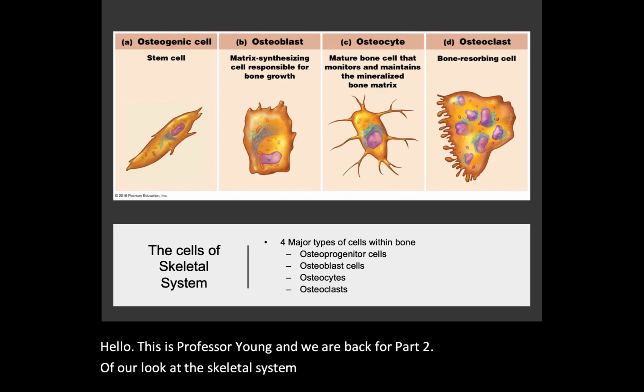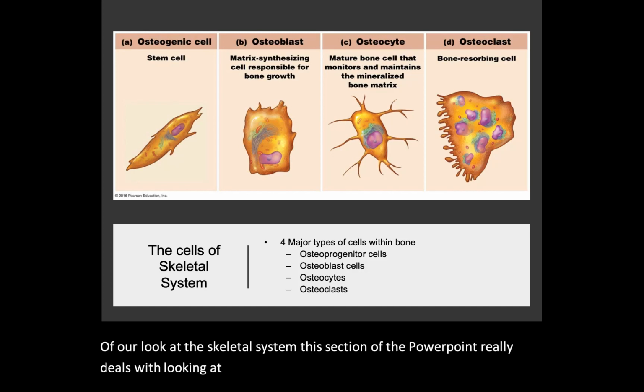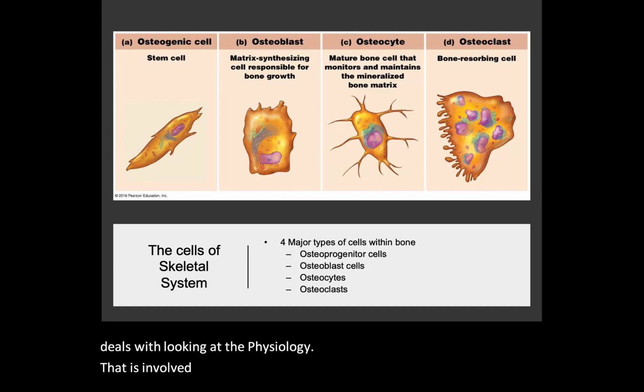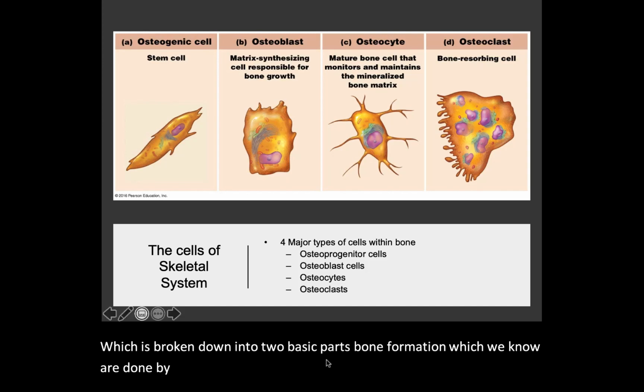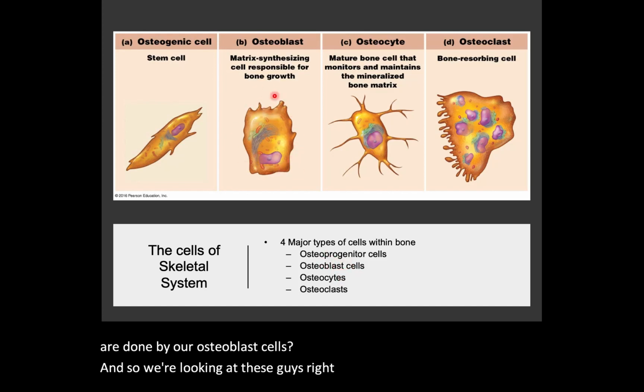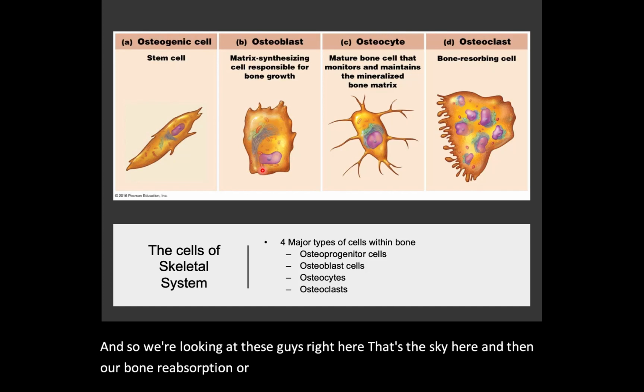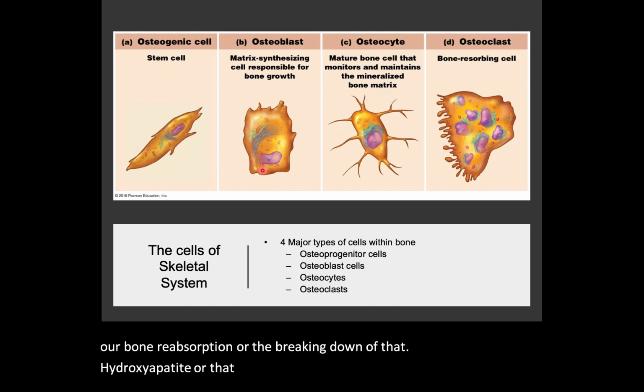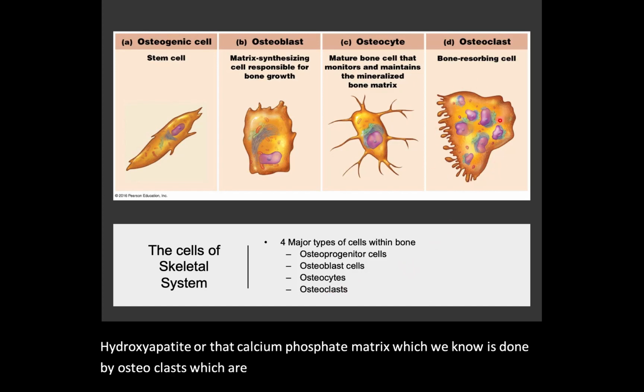This section of the PowerPoint really deals with the physiology involved in maintaining bone, which is broken down into two basic parts. Bone formation, which we know is done by our osteoblast cells, so we're looking at these guys right here. And then bone reabsorption, or the breaking down of that hydroxyapatite or calcium phosphate matrix, which we know is done by osteoclasts, which are these guys over here.